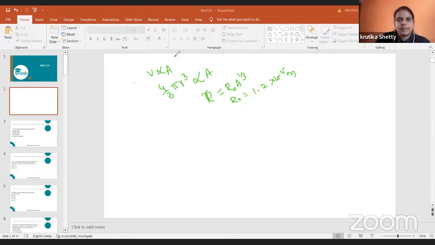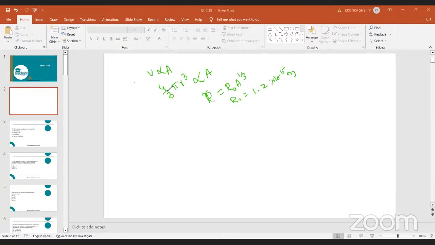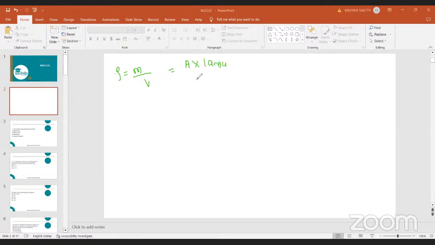Then next, we have nuclear density. So the nuclear density is defined as what? How do we define density? It is nothing but mass divided by volume. The mass of the nucleus and the volume of the nucleus can be substituted here. So the mass of the nucleus I'll write as the mass number into 1 AMU, atomic mass unit, divided by the volume of the nucleus, which is 4/3 pi r cubed. Here A is there, I'll keep it as it is.